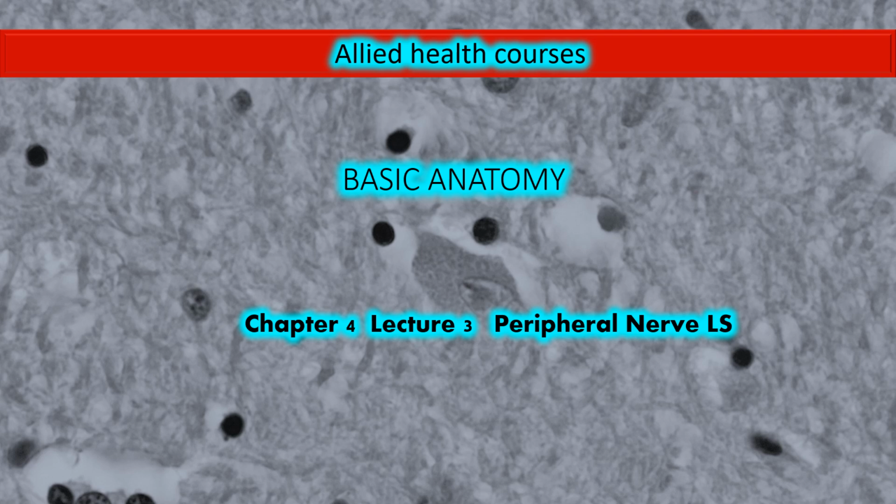Dear friends, welcome to this edition of Basic Anatomy course, Allied Health Sciences. Today, we will discuss Chapter 4, Lecture 3, Peripheral Nerve LS, Longitudinal Section.